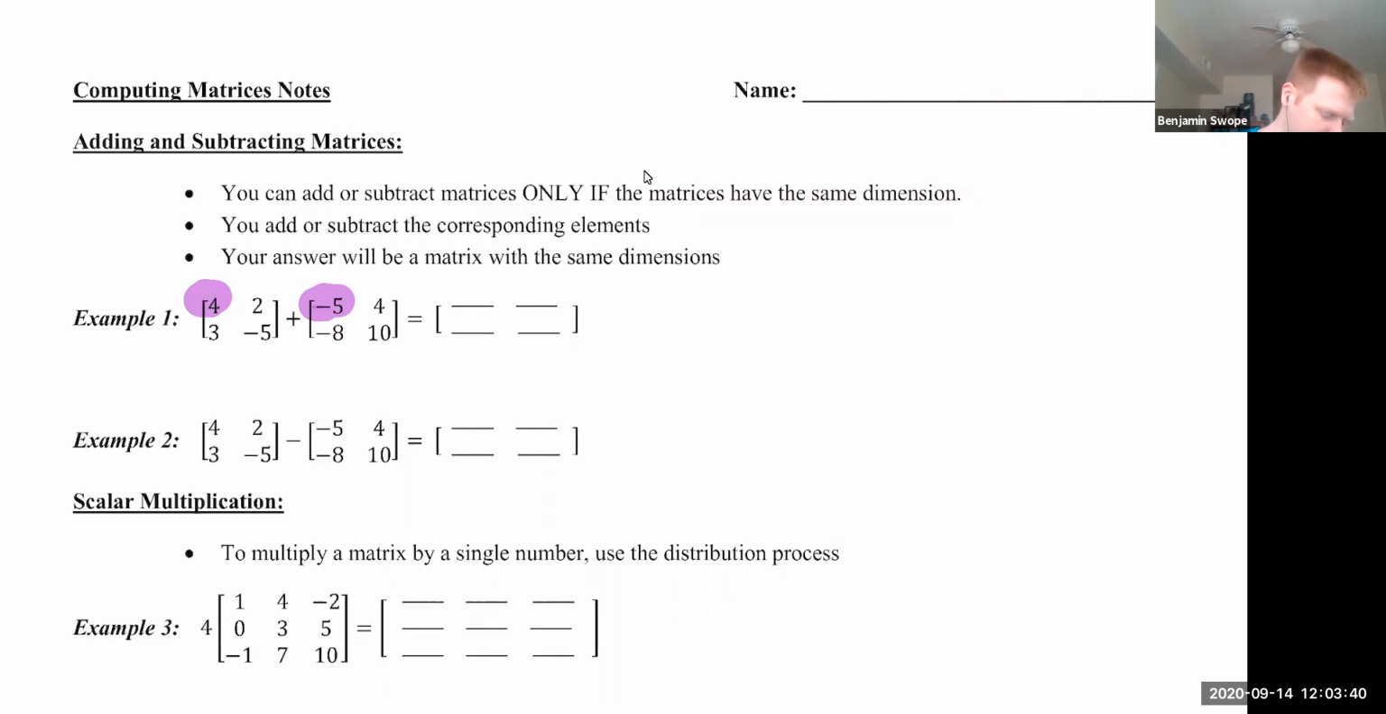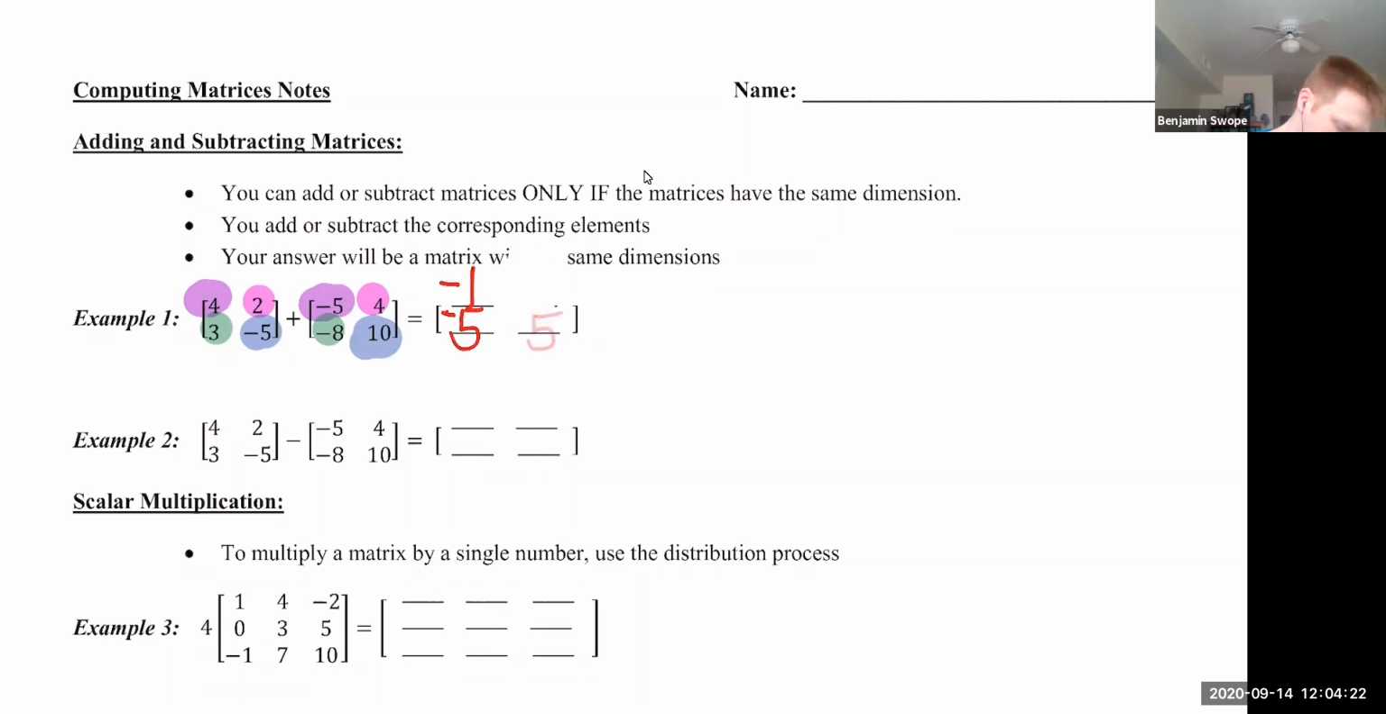But 4 plus -5, that would be -1. And then you're going to add the next corresponding part. So 2 plus 4 would be 6. Then you're going to do the next corresponding part. So 3 plus -8 would be -5. And the last part, -5 plus 10 would be +5.